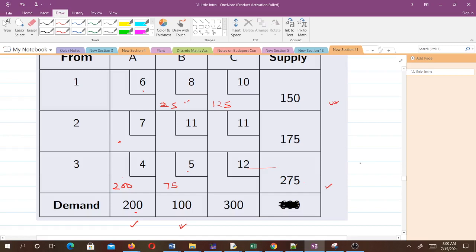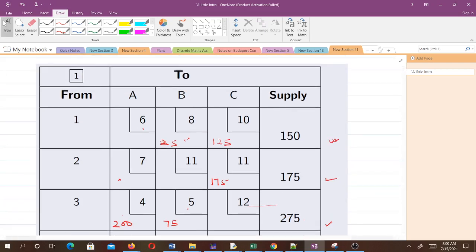So here we need 300, but only 125 has been given, and here we need to supply 175. We've supplied none, so we can bring all the 175 here so that the supply here is also met, and 125 plus 175 will give you 300, which is also going to make sure that this demand constraint is met. So using the least cost method, this is going to be the initial basic feasible solution.